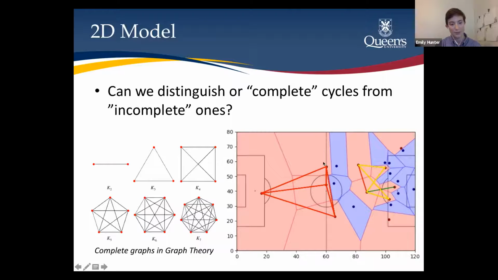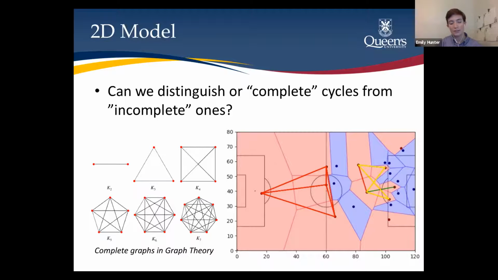For example, here, these 4 players can all pass to each other. So they make a red cycle. This one over here is yellow because while there is still a cycle, we can trace that path there. These 2 players can't pass to each other. So it's not quite as connected as the red one is.